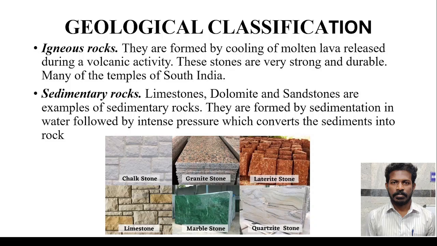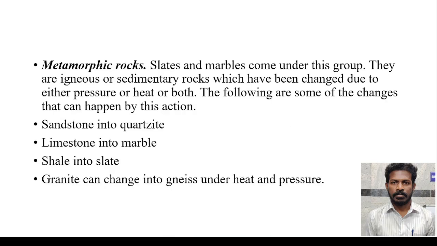Next one, sedimentary rocks. Sedimentary rocks are formed by intense pressure in water which converts sediments into rocks. Examples, limestone, sandstone and dolomite. Next one, metamorphic rocks. Metamorphic rocks are formed by either pressure or heat or both. Examples, slates and marbles. Due to the combination of both pressure and heat, the following changes happen in sedimentary rocks. Example, sandstone into quartzite and limestone into marble.